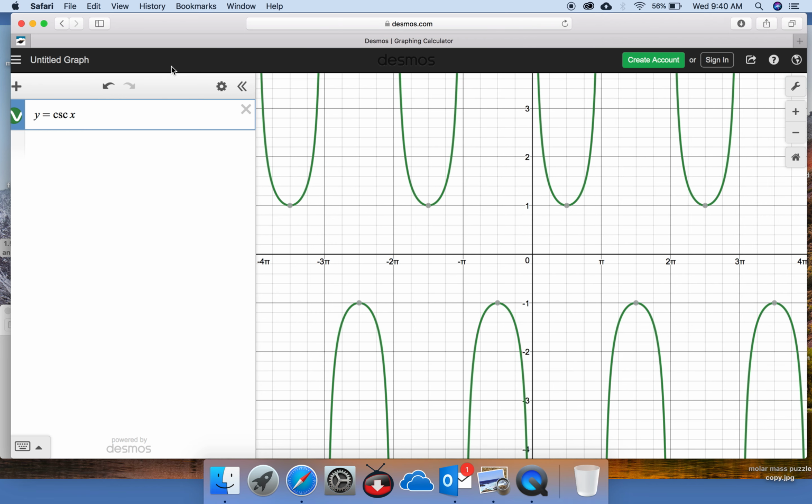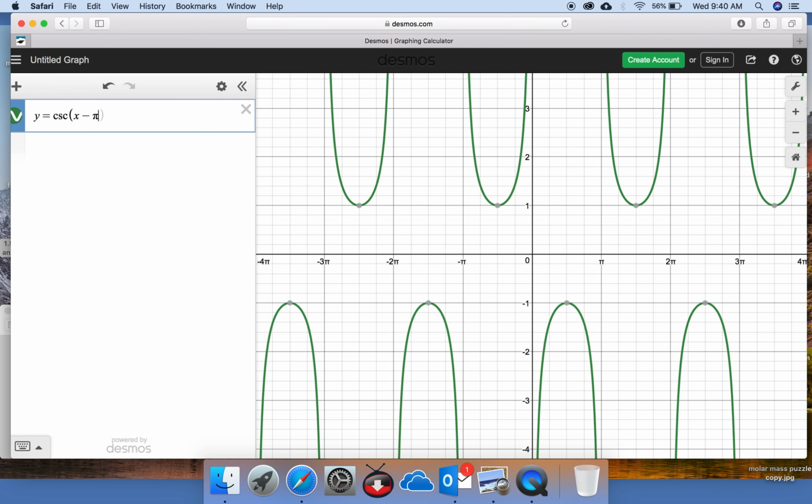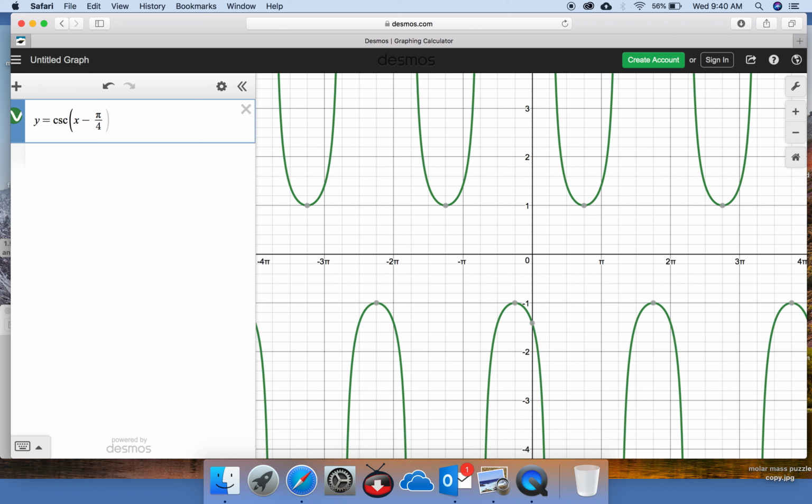Also, you can do a phase shift. Remember to put in your parentheses. So if I'm going to move it to the right pi over 4, now everything is shifted to the right pi over 4. So everything else holds. Once you get those shifts down, up, down, left, right, and horizontal or vertical, shrink or stretch, the same thing holds for each trig function.